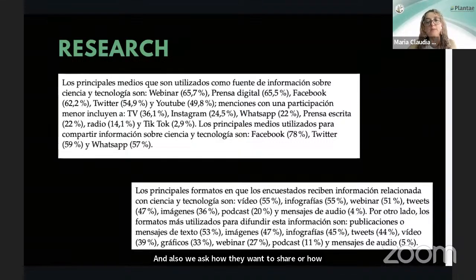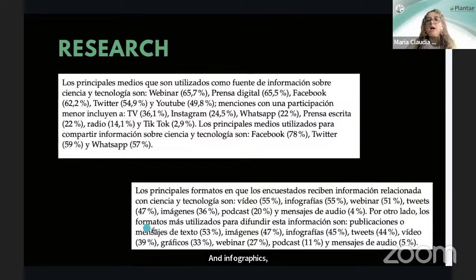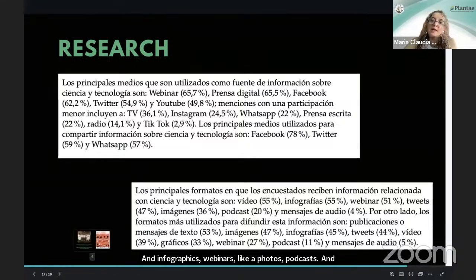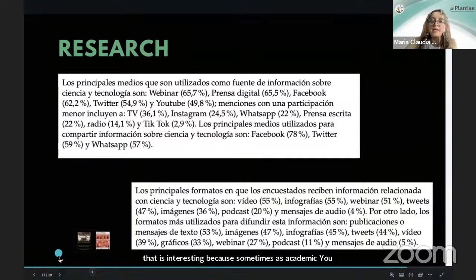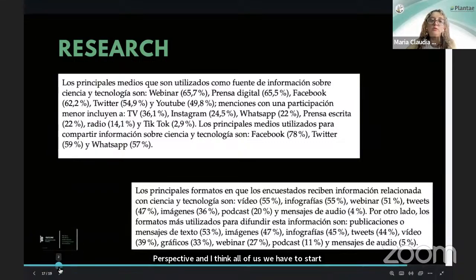And most of them said video, infographics, webinars, photos, podcasts. That is interesting because sometimes as academics, you don't usually get that information from an academic perspective. And I think all of us have to start learning how to get to the public.